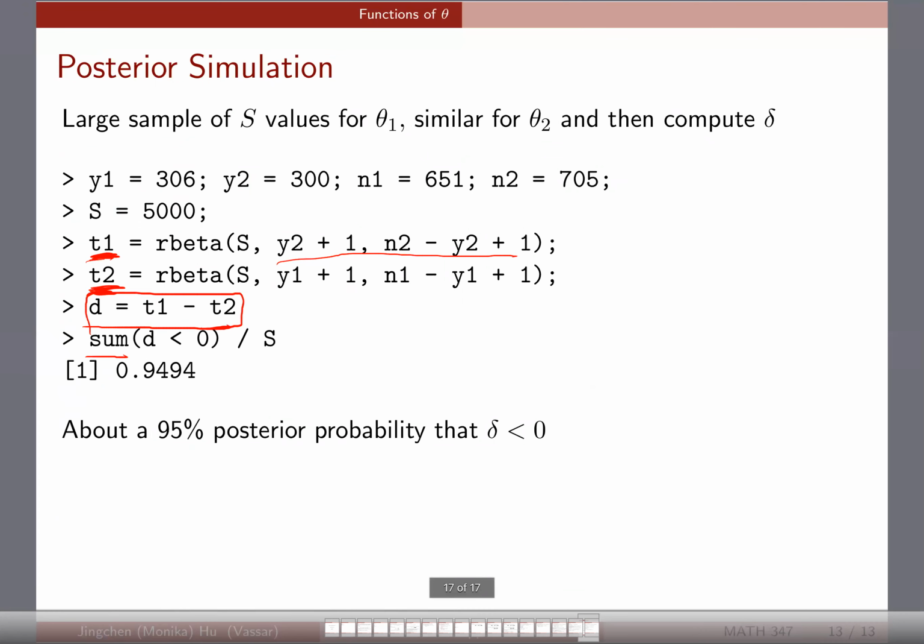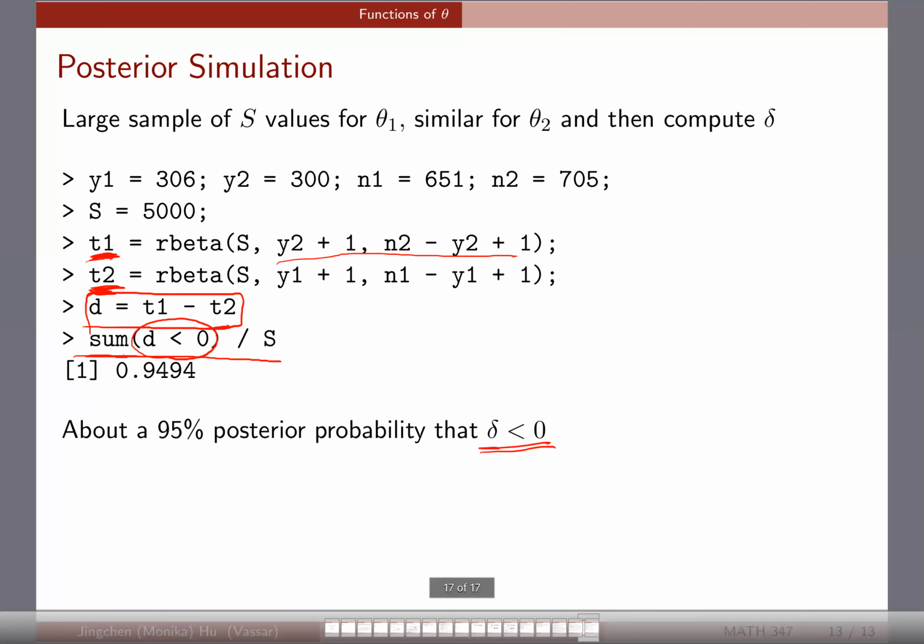Okay? And then in order to get the posterior probability that delta is negative, I can just summarize how many of the differences are smaller than 0. This is a logical operator, right? So you get a bunch of true and false. If you sum, you're counting how many are true, and then divided by the total number of simulations that you do, you're going to get an approximated posterior probability.